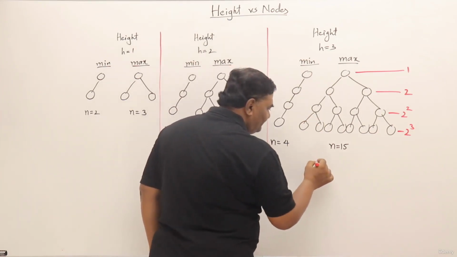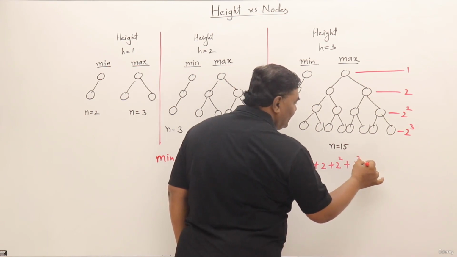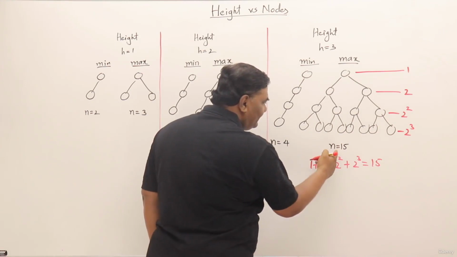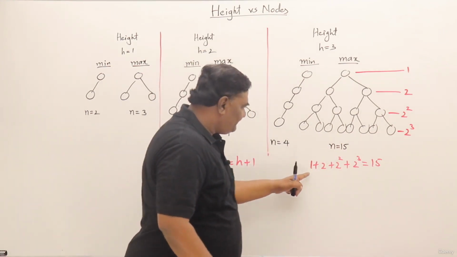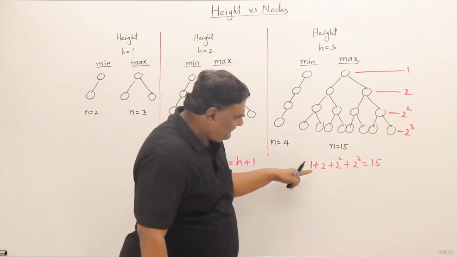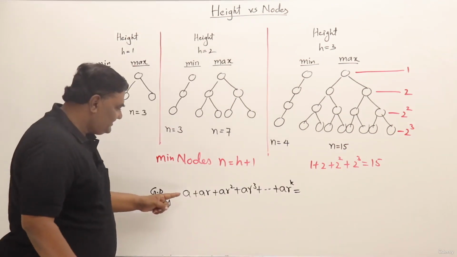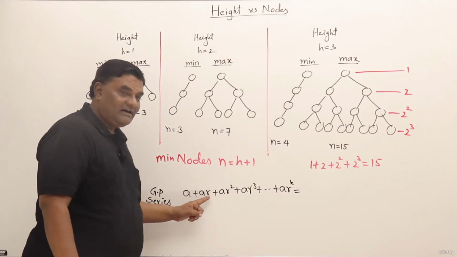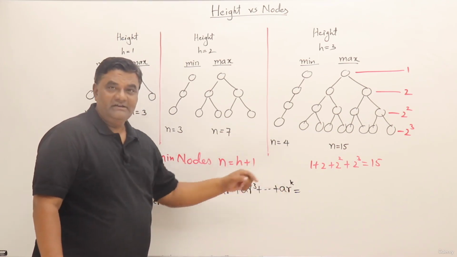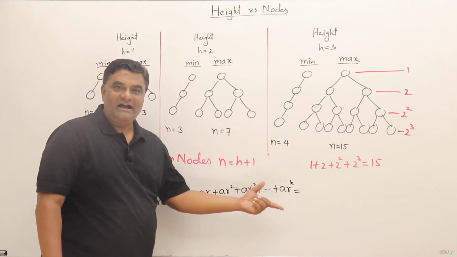So this is 1 plus 2 plus 2 square plus 2 cube. This answer is 15. So all these nodes when they are added, it is becoming 15. So 1 plus 2 plus 2 square plus 2 cube is giving 15. So is there any formula for this one? Let me show you the formula. See, this is GP series. a, ar, ar square, ar cube, so on to ar power k. So this is GP series and all the terms of GP series are added.